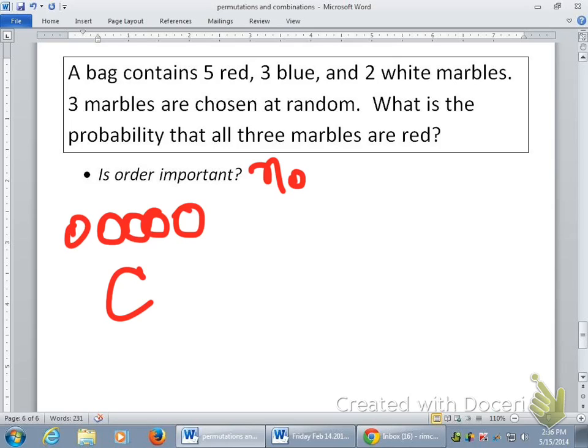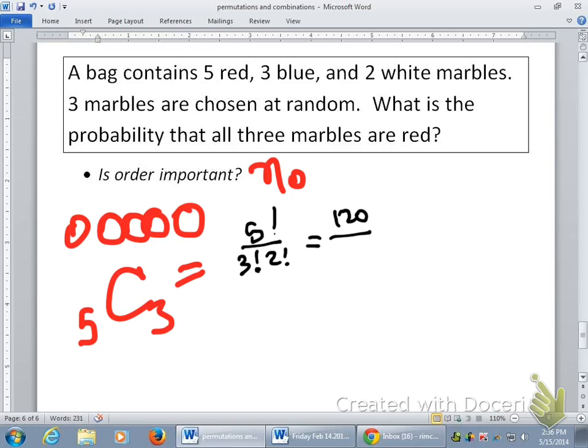How many red marbles do I have? I have 5 to choose from, and I only need how many? 3. So 5 choose 3 would be what? That would be 5 factorial over 3 factorial times 2 factorial. So you guys can run that number. So you guys said that was a 10 when you ran that combination.